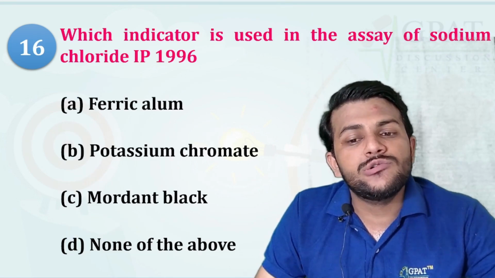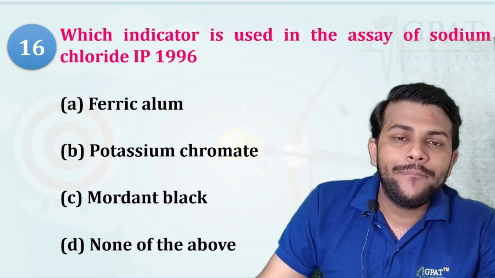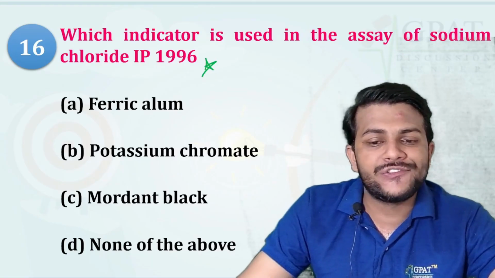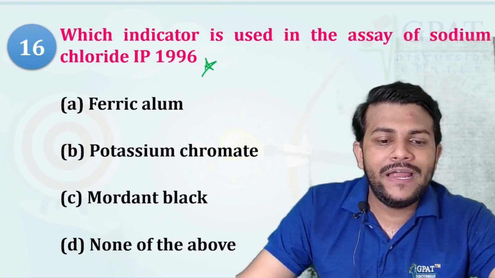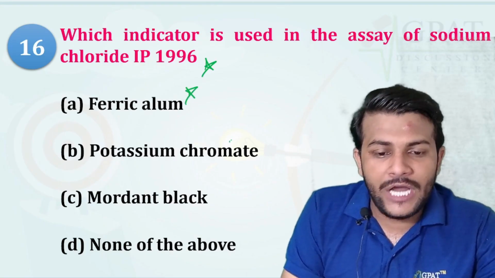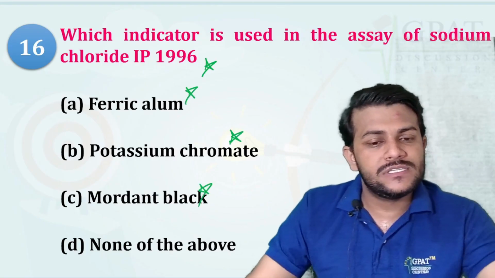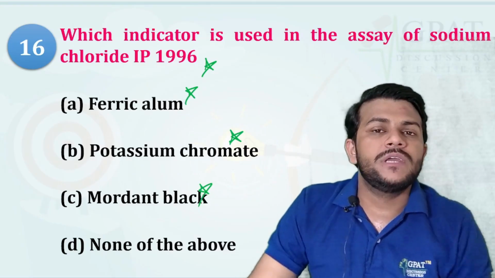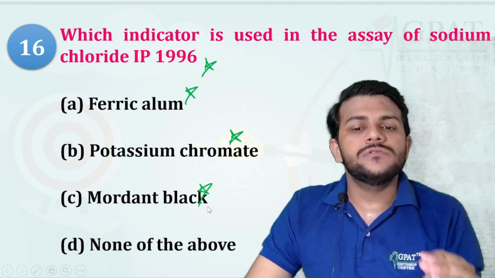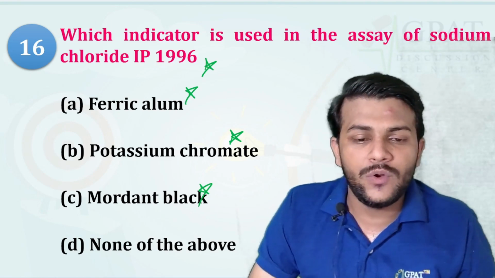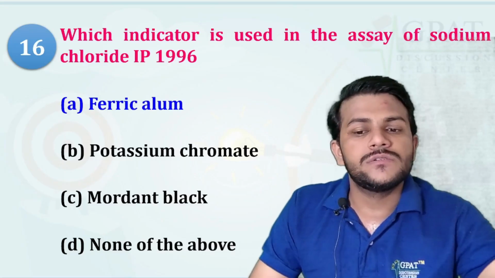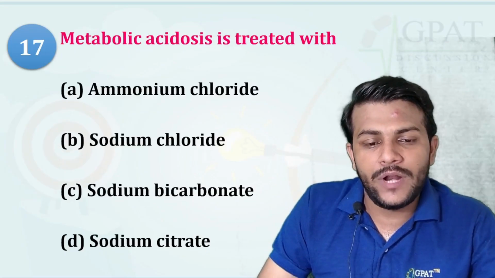Which indicator is used in the assay of sodium chloride IP 1996? The options are ferric alum, potassium chromate, mordant black. So this is somehow a different question, basically from the titration part of your analysis. The indicator that is used in the assay of sodium chloride is your ferric alum.